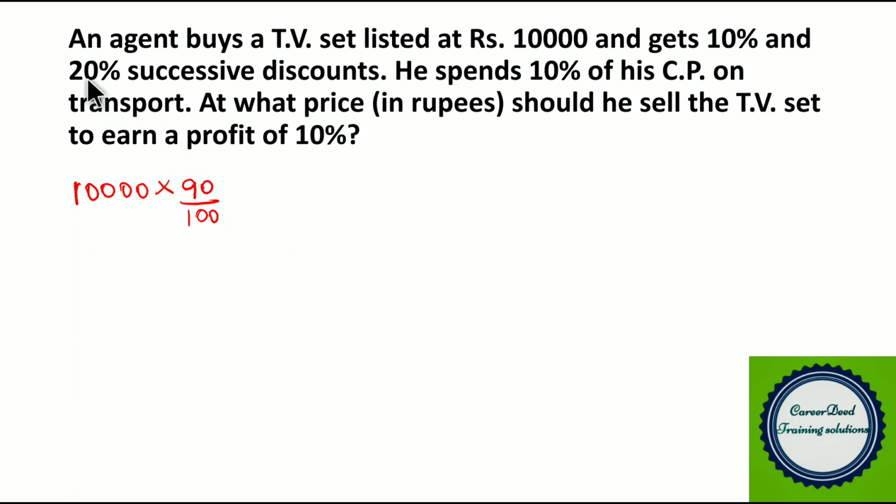From this he will get a 20% discount, so he has to pay only 80% of the remaining amount. When we solve this, it is 9 into 8, 72, so 7,200. So 7,200 rupees is sufficient to purchase the TV. So the cost price of the TV is 7,200.